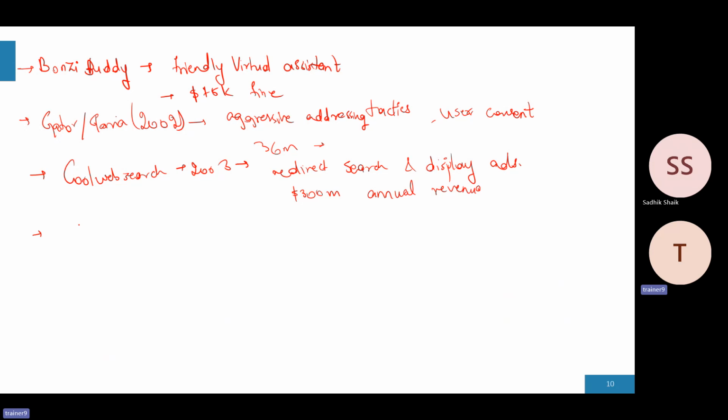Then we had Zango somewhere in 2005, which was again a popular one. It used deceptive software practices, and using those practices, it was able to generate revenue. Legal action was taken, and around a $3 million fine was levied on this organization. There was also an organization called 180 Solutions.